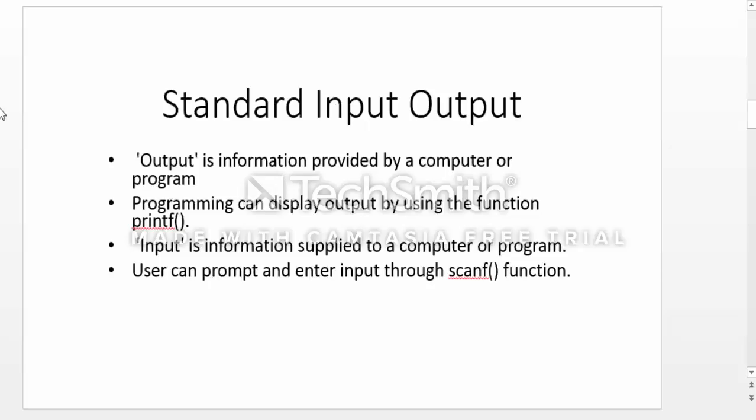Next, we'll be talking about standard input and output. It is actually a way of communicating between a user and a program or computer. Output is information provided by the computer or program, and it is displayed by using printf function in the program. On the other hand, for a user to prompt an input, the user needs to use scanf function to supply information to the program or a computer.